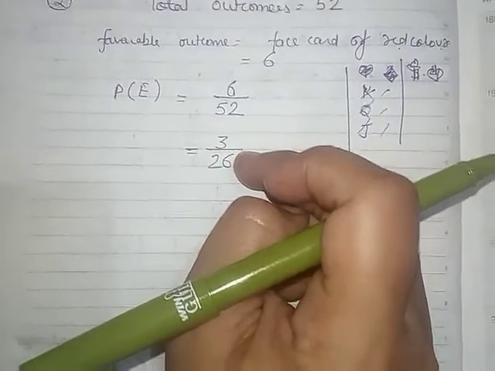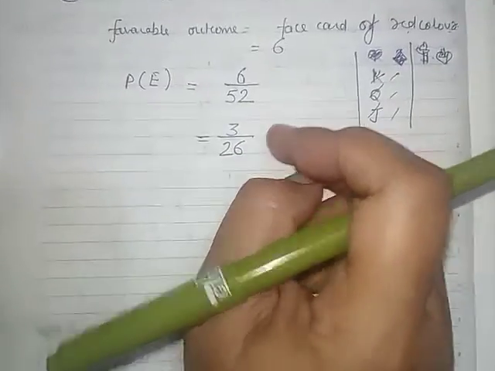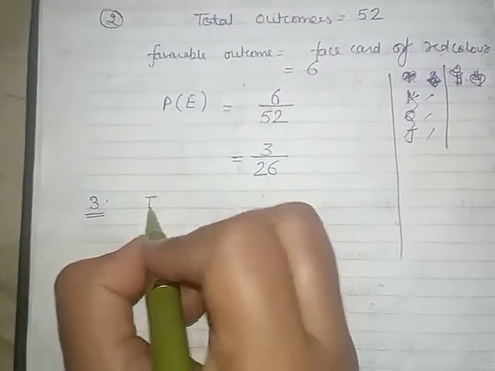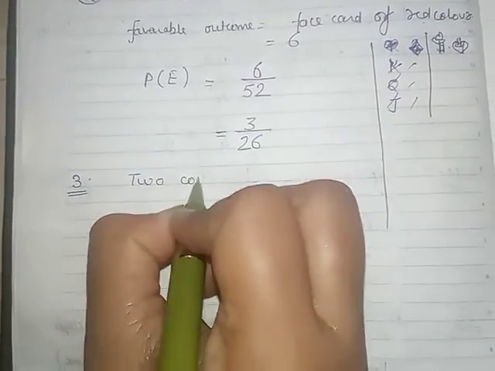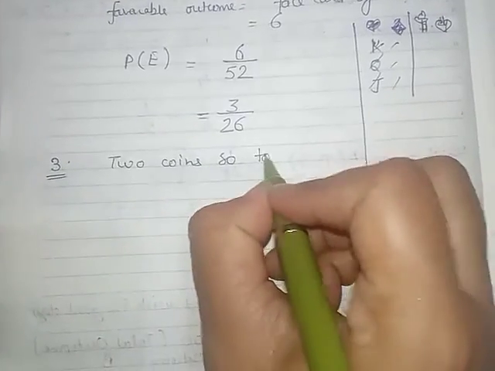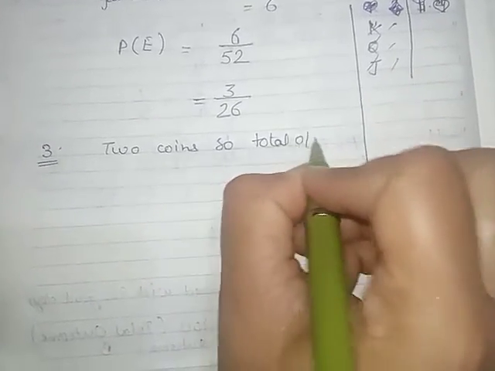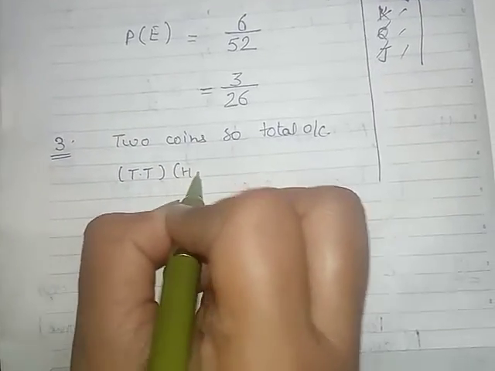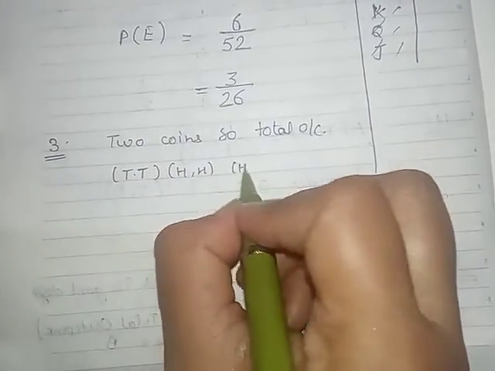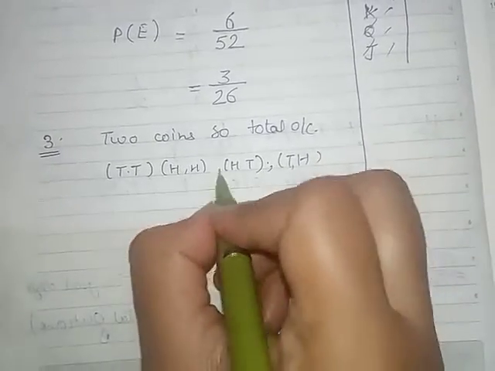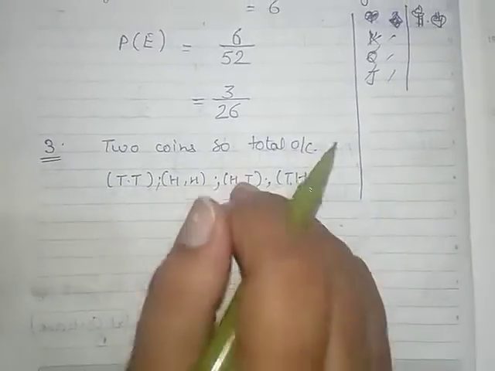Okay. Question number 3. I have told you in the form of an example. 2 coins are tossed together. There are 2 coins. So total outcomes will be 4. That is tail tail, head head, head tail and tail head. They will be the total possible outcomes.